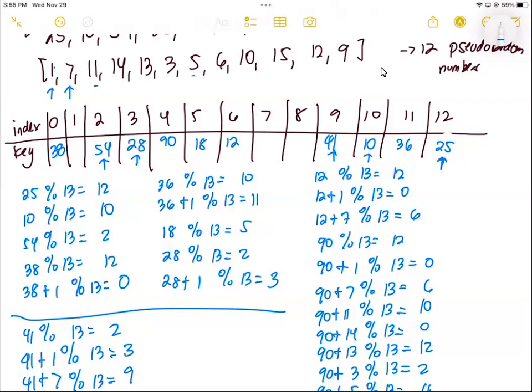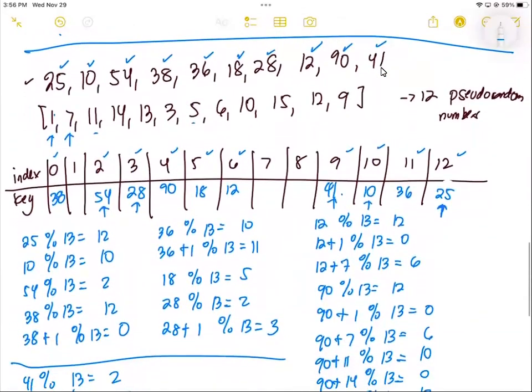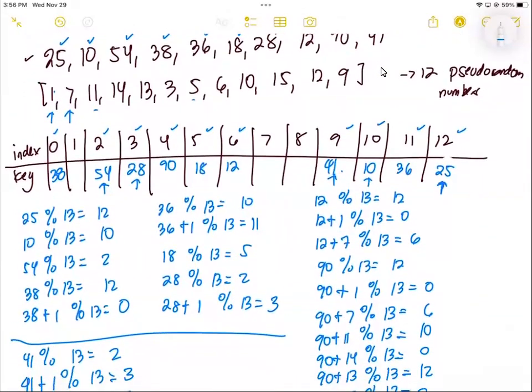So now we have the final hash table. In the 0th bucket, it's 38. In the second bucket, 54. Third, 28. Fourth bucket is 90. Fifth bucket is 18. Sixth bucket is 12. Ninth bucket is 41. 10th bucket is 10. 11th bucket is 36. And 12th bucket is 25. Right? So that's all for pseudorandom probing.